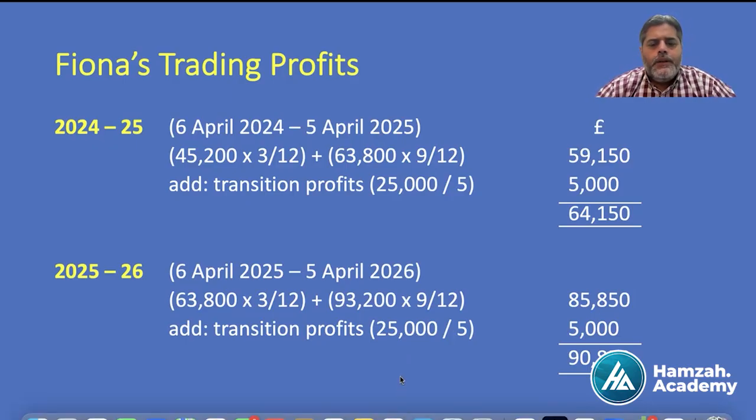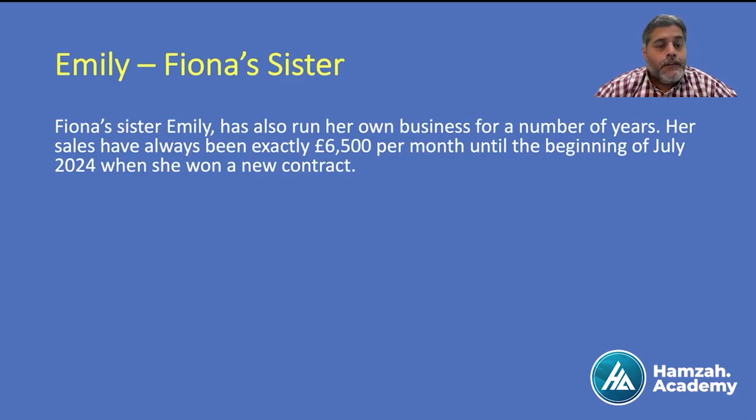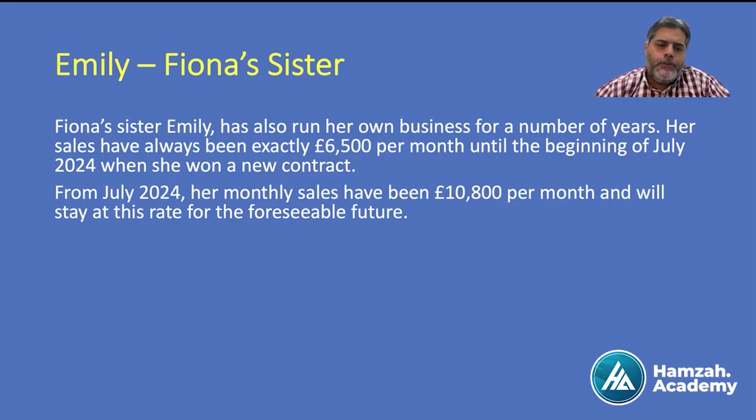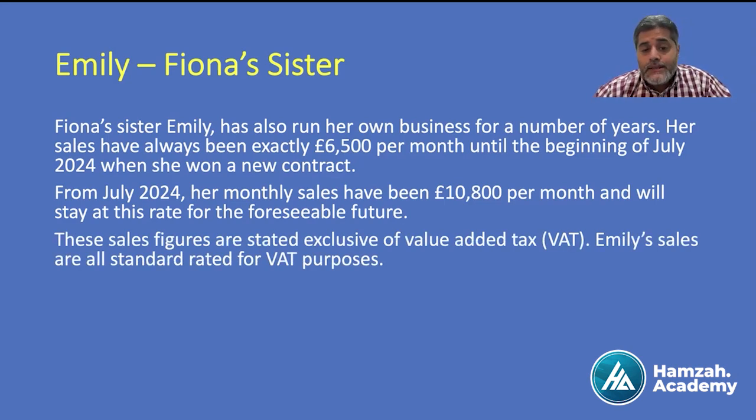Okay, moving ahead from here, now we have Emily, who is Fiona's sister, who has also run her own business for a number of years. Her sales have always been exactly 6,500 per month until the beginning of July, when she won a new contract. From July 2024, her monthly sales have been 10,800 per month and will stay at this rate for the foreseeable future. These sales are stated exclusive of VAT, and Emily's sales are all standard rated for VAT purposes.